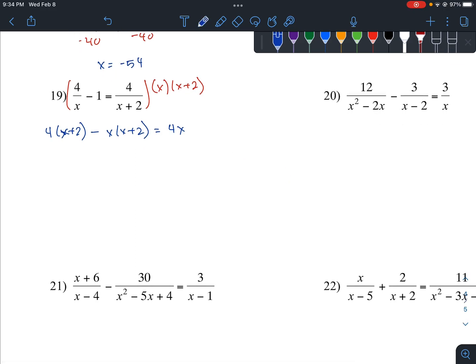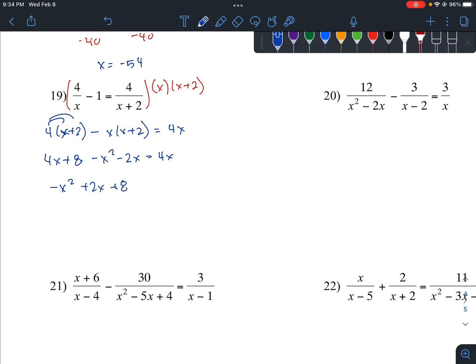I don't want x's in my denominators. And then I'm going to solve it. I'm going to distribute that 4, so I'm going to get 4x plus 8. Distribute the negative x, so I'm going to get negative x squared minus 2x equal to 4x. You can see, well, let me combine like terms, but I'll have negative x squared. And then looks like I'll have plus 2x, and then plus 8.